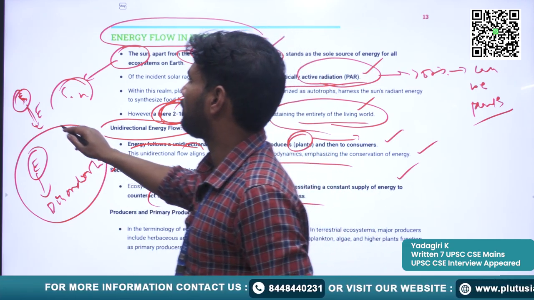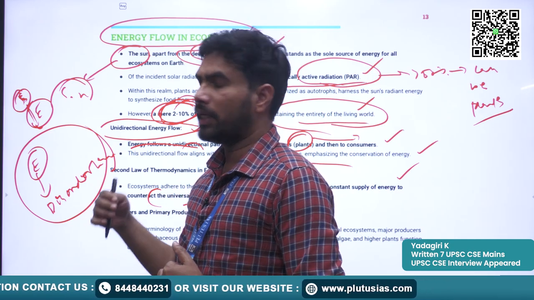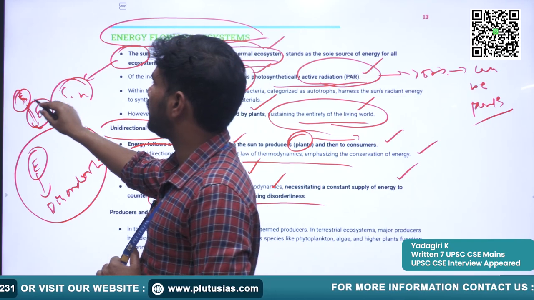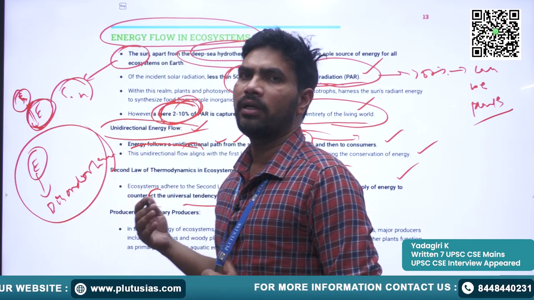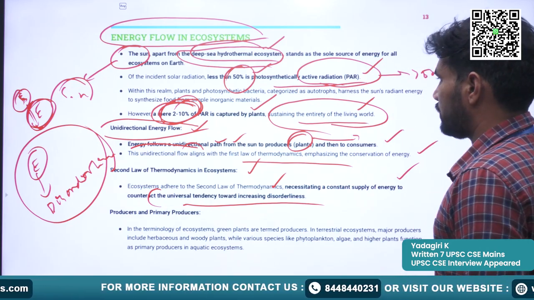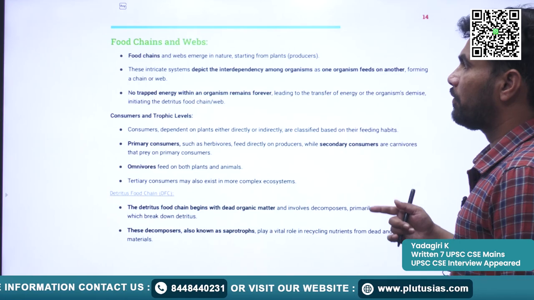Energy supply is coming from the sun, so we are surviving. Once this energy flow stops, we cease to exist. So this is some of the information about the flow of energy.